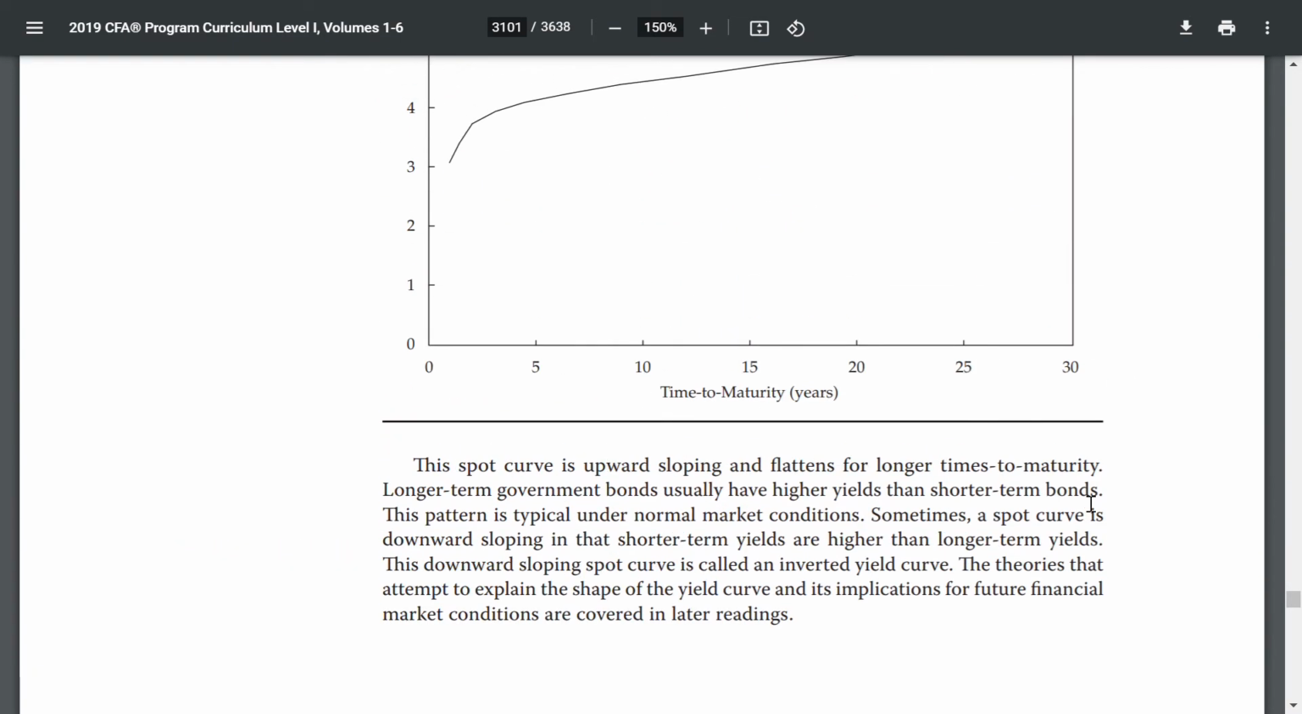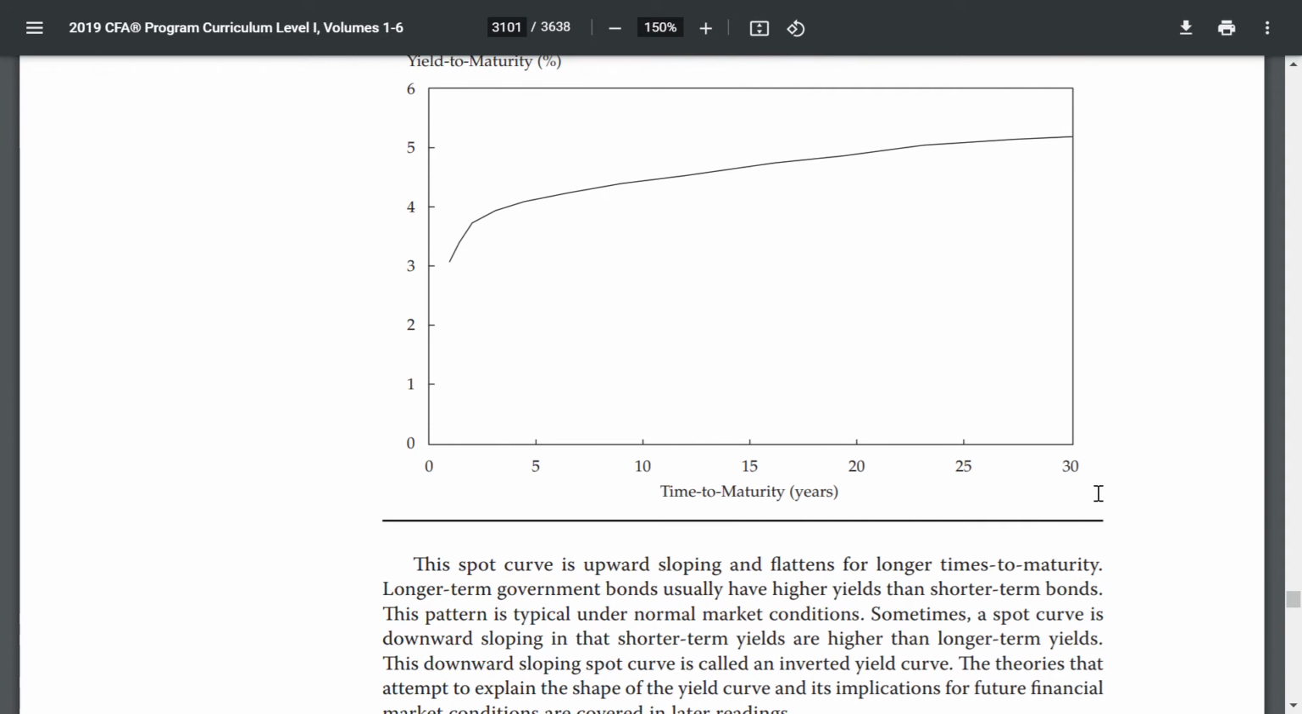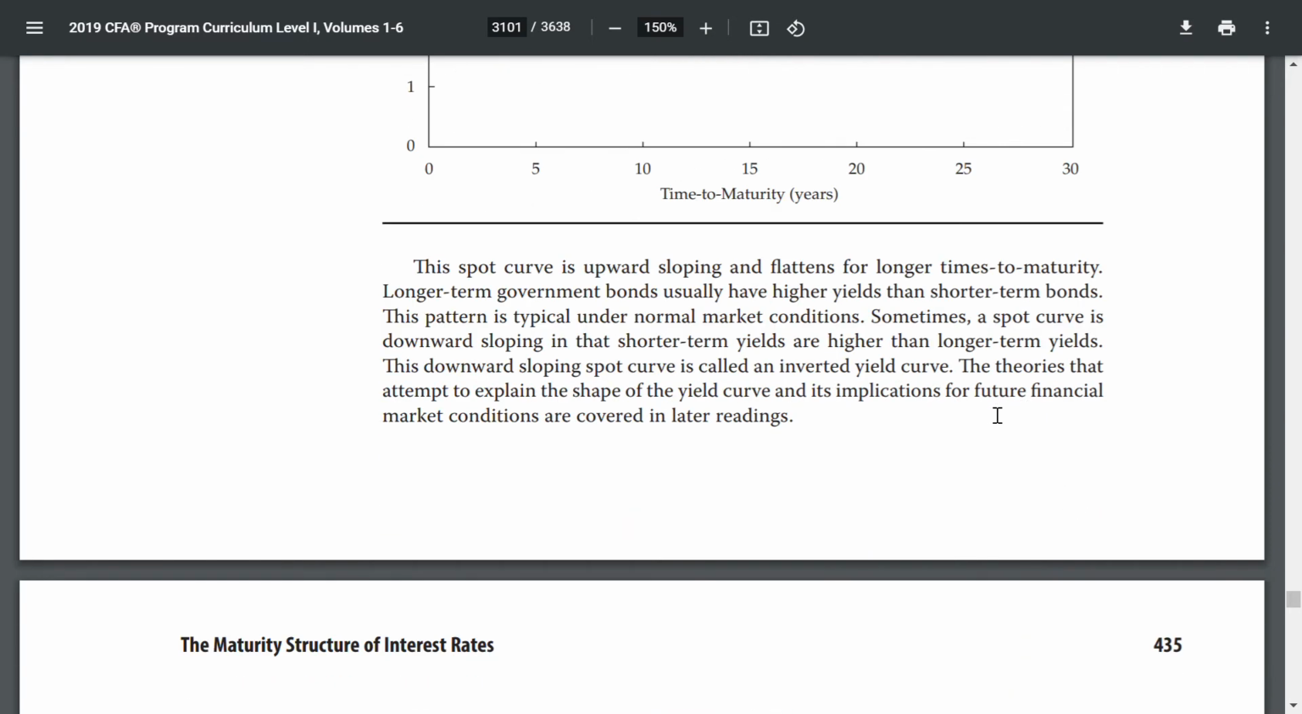The spot curve is upward sloping and flattens for long times to maturity. Longer term bonds usually have a higher yield than shorter term bonds. These patterns are typically normal under market conditions. Sometimes a spot curve is downward sloping, in that the shorter term yields are higher than longer term yields. This downward sloping spot curve is called an inverted yield curve. The theories that attempt to explain the shape of the yield curve and its implications for future financial markets are considered in a later reading.